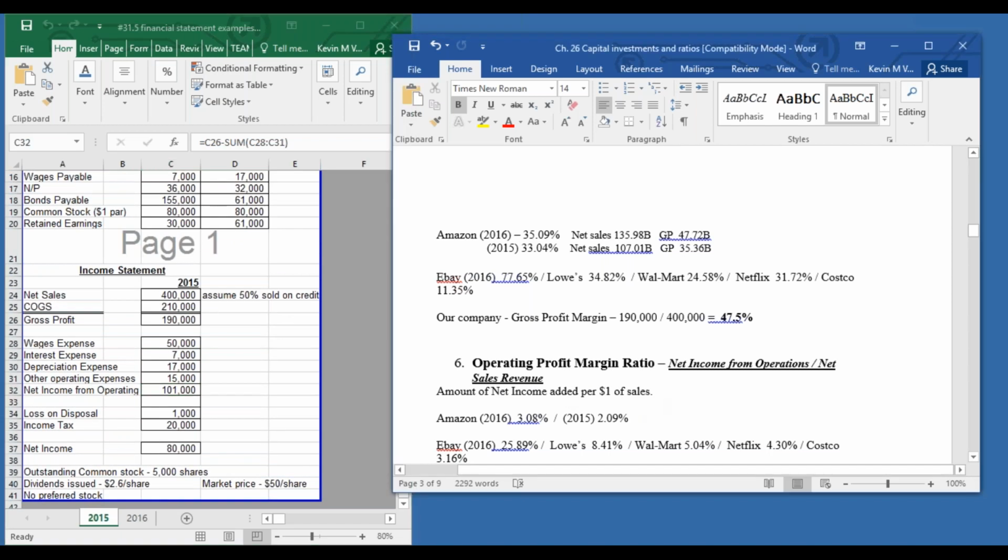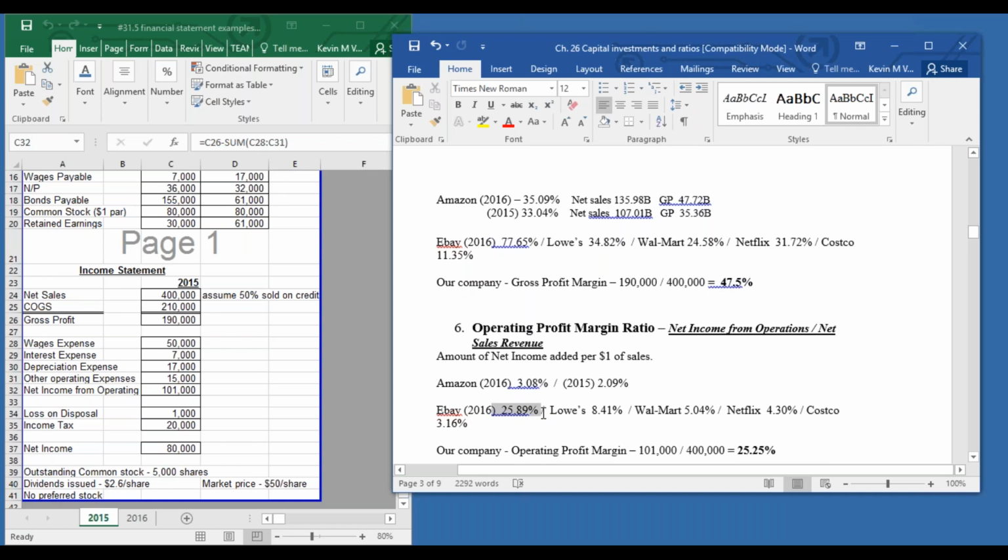Notice here Amazon's is pretty low. They only make 3 cents on the dollar. So every dollar of sales that comes into Amazon's website, 3 cents goes to their bottom line. Whereas eBay makes quite a bit more. Walmart, these companies down here, when they sell in mass, they have to, because they don't make very much on a per sale item. So they have to sell a whole lot to get their net income up to where it needs to be. If you only make a nickel on every dollar of sales, you're going to have to sell a lot more than somebody like eBay.